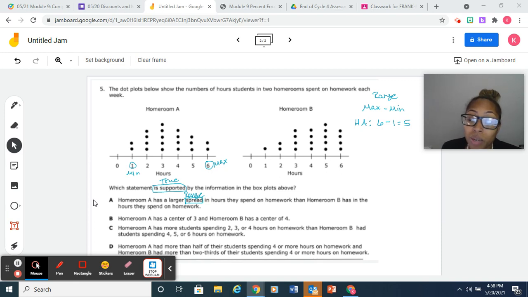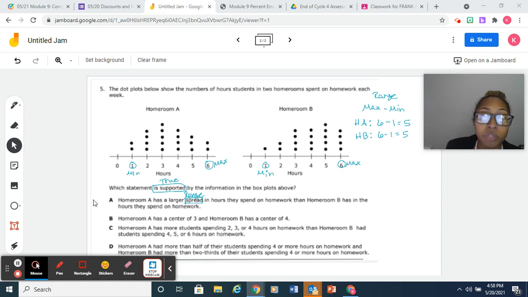So for homeroom B, we would do the same. Our max value, where the last points were plotted, is at 6. And then our minimum value, once again, is at 1 for homeroom B. What this tells me is that since they have the same max and min, when we calculate the range for homeroom B, we should get the same value that we got for homeroom A, because they share the same max and min.